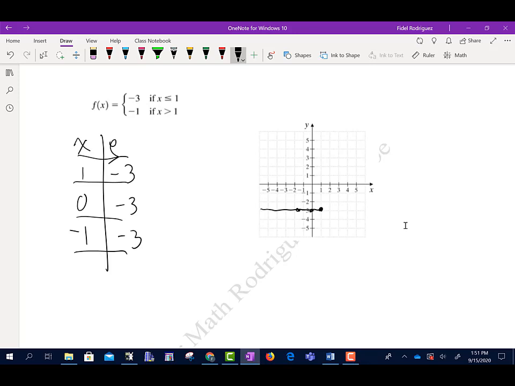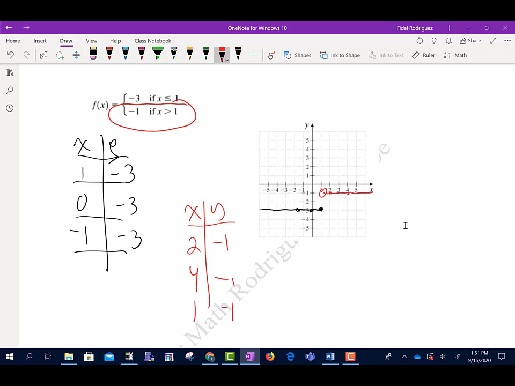And then we say, well, when x is bigger than 1, it's going to be negative 1. So if I pick numbers like 2 and 4, my y values will be negative 1. Even if I were to pick the number 1, it would still be negative 1, but I would have to have that open circle right there. And so this is what my graph would look like. Again, not continuous. It's not going to ask you this right now, guys. I'm just giving you some extra info there.